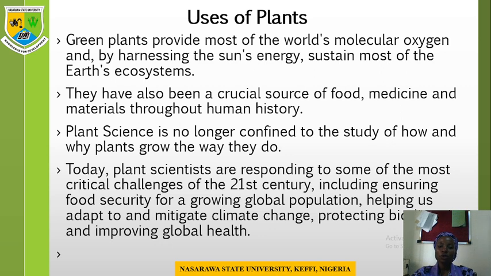Plant science is no longer confined to the study of how and why plants grow the way they do. In today's century, the 21st century, plant science has grown beyond the normal question of how you plant a plant and how the plant grows, to solving a lot of global challenges like climatic changes. They protect biodiversity, they also improve global health.